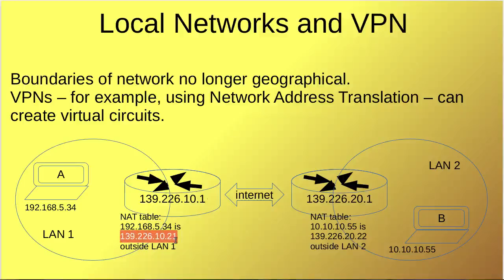And this is the address that your internet service provider will give you to the outside interface of your router. This will go through the internet to, let's say, another router which is given this outside interface IP address 139.226.20.1, and this also might have a NAT table which says that this internal private IP address 10.10.10.55 will be known outside as 139.226.20.22. So you have an internal set of IP addresses on each side and an external set of IP addresses that are provided by either your organization or your ISP.